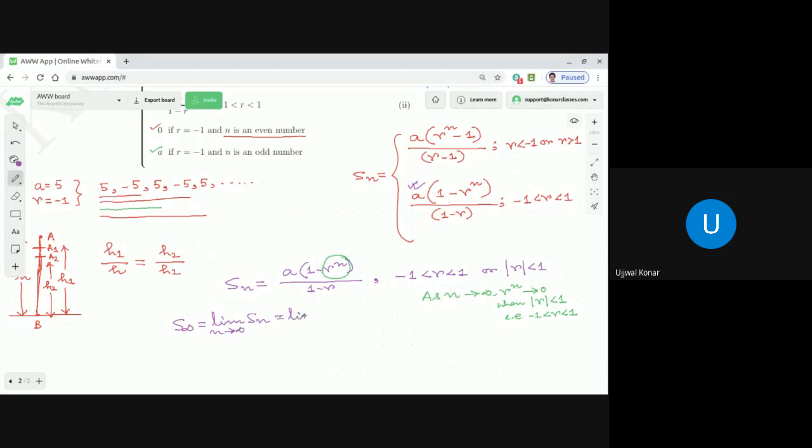That means limit of n tending to infinity of a into 1 minus r power n divided by 1 minus r.